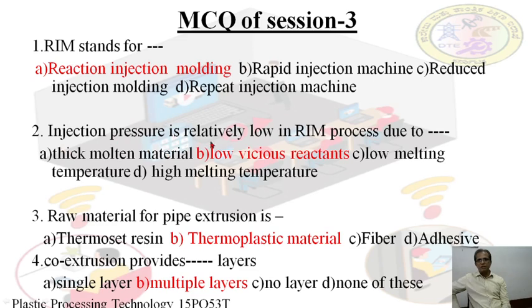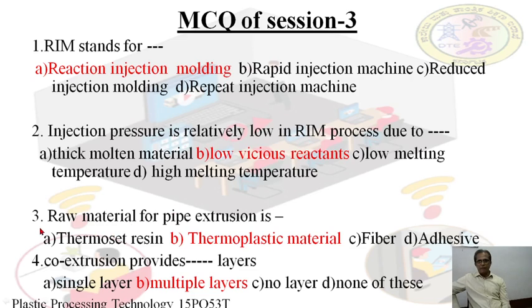Injection pressure is relatively low in the RIM process due to dash. Answers: A. Thick molten material, B. Low viscous reactants, C. Low melting temperature, D. High melting temperature. The correct answer to this question is low viscous reactants. Hence, the injection pressure required is comparatively low in RIM.